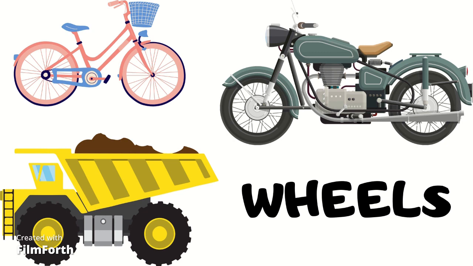Wheels. Yes, wheels. We can find wheels on lots of things. Bikes, motorcycles, dump trucks. The wheels are all in the shape of a circle. Where else can you find a wheel that's a circle?